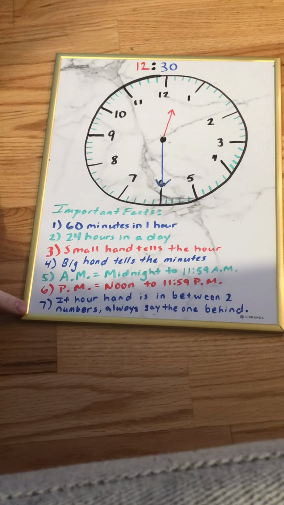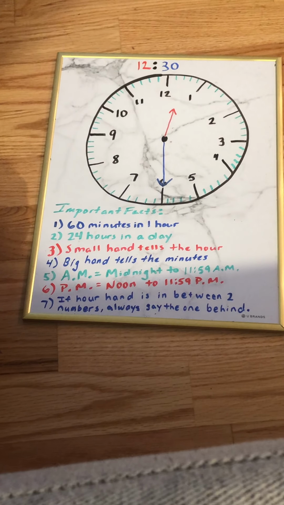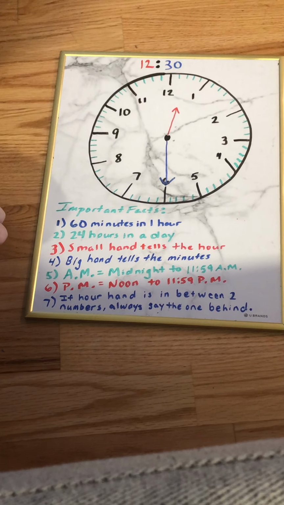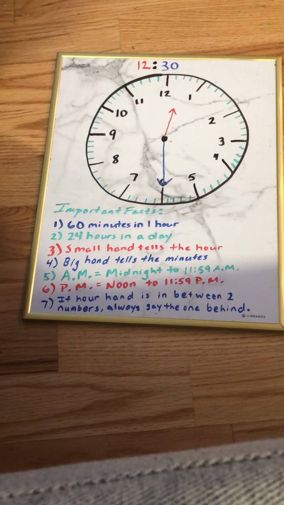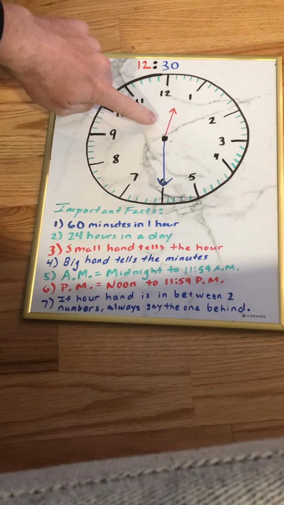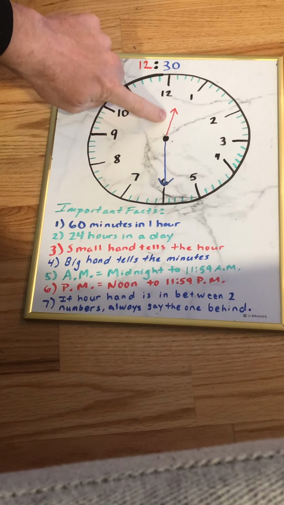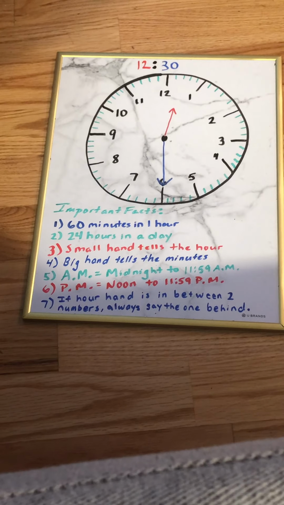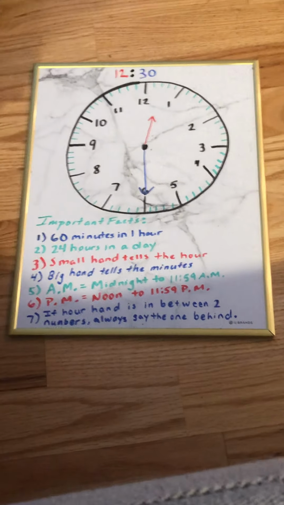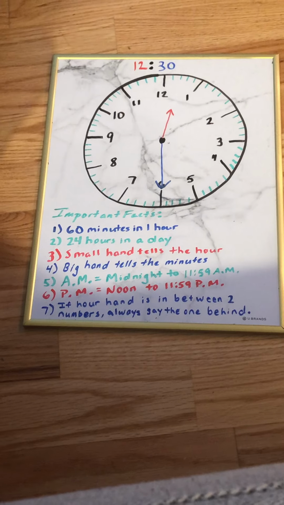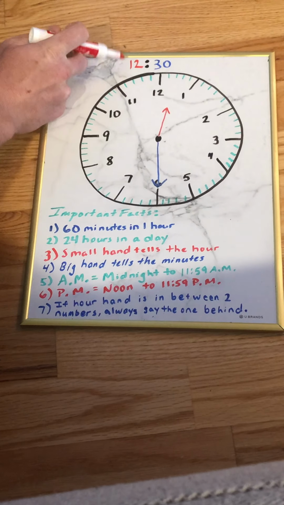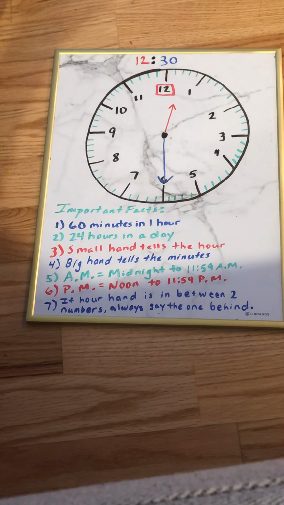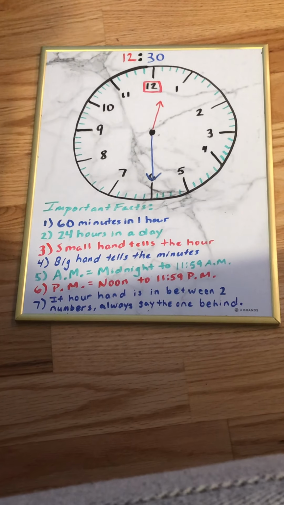Number 7 here, I put, if the hour hand is in between 2 numbers, always say the one behind. This is where I see a lot of 3rd graders getting confused. If you look here, what is this? This is the hour hand. It's in between the 12 and the 1. So what does that mean? When you're saying the hour, you have to refer to the number behind. You don't jump forward to the 1. If you do that, you will get it incorrect.